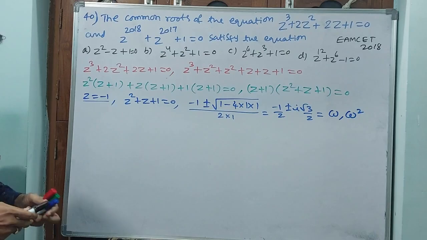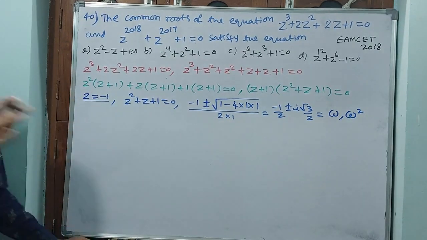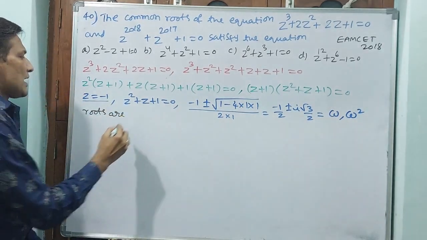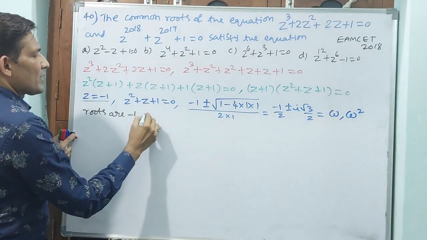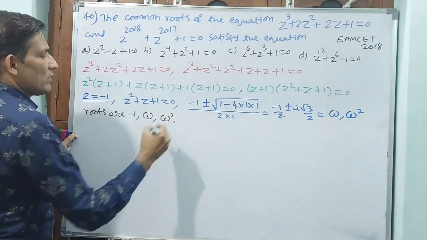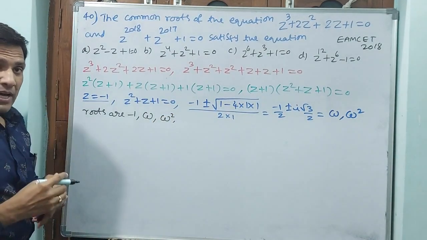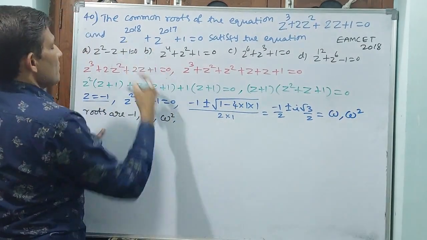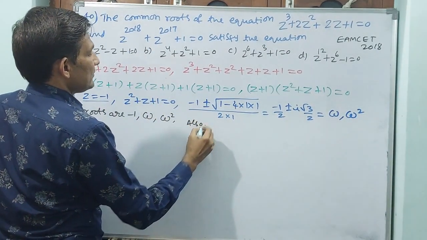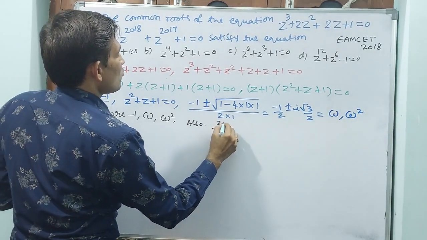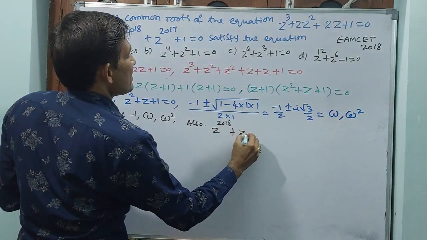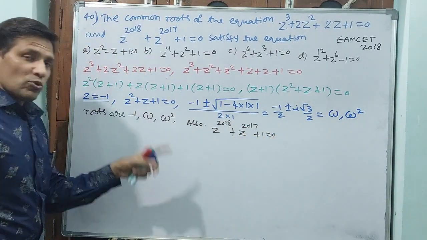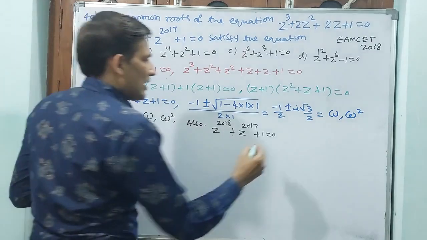Then what are the roots? See, what I am writing, observe carefully. Roots are minus 1, omega, omega square. Okay? But common roots are, then you substitute in this. Now let z power 2018 plus z power 2017 plus 1 is equal to 0 satisfy. Should satisfy. First you take minus 1.